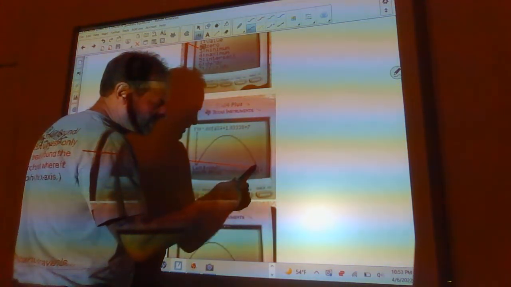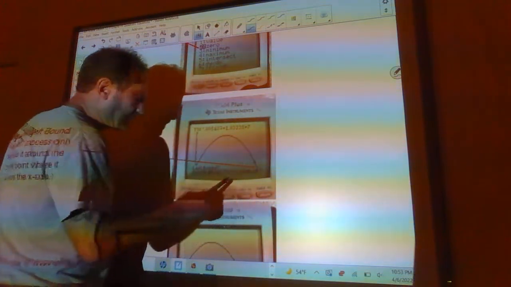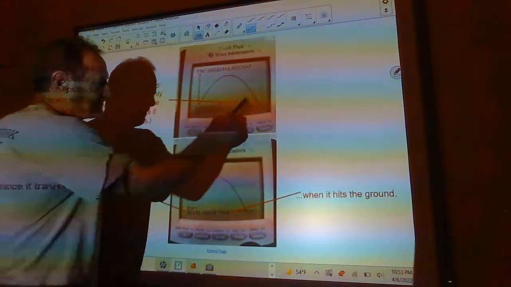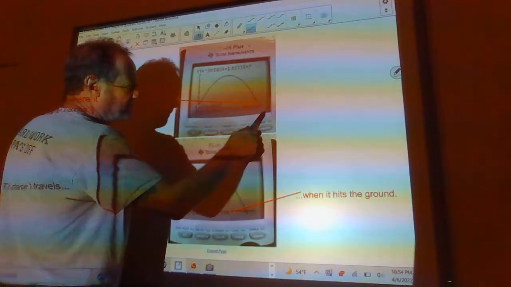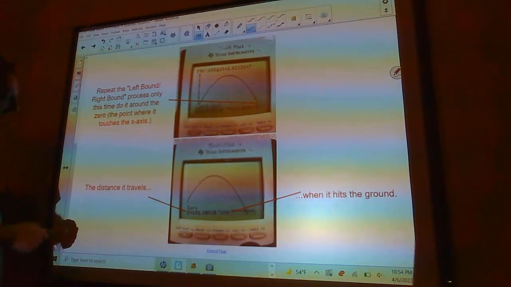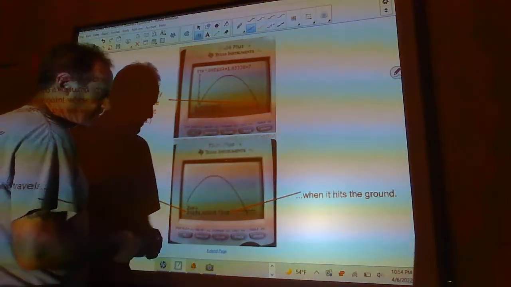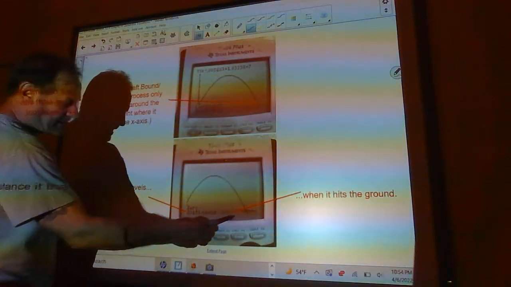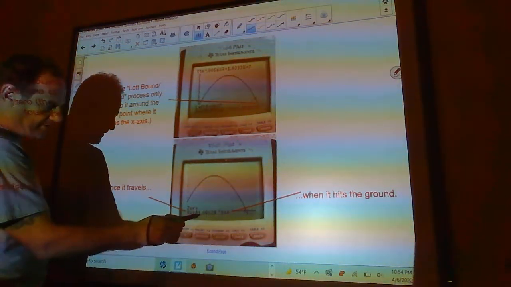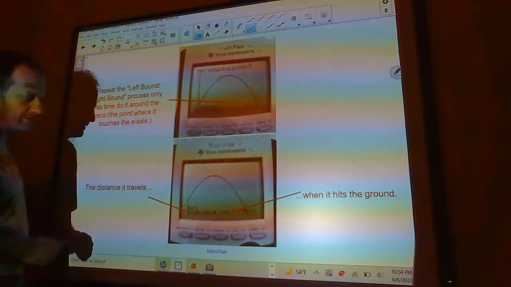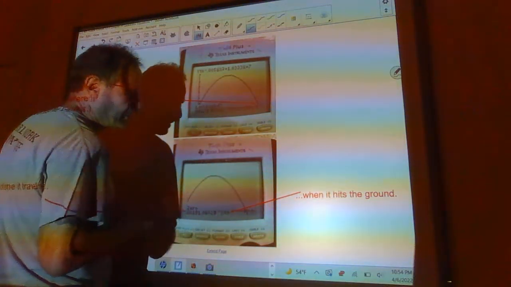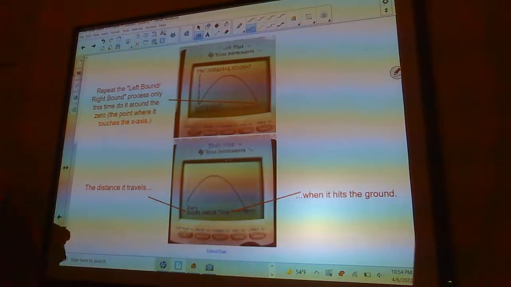Okay, so I'm going to make sure I'm to the left of that. Okay, I'm going to hit enter. It's going to ask me to right-bound it, and I'm actually going to go off the screen here a little bit. Okay, I'm going to hit enter again. It's going to ask me to guess, and I'm going to hit enter a third time. And it gives me this answer right here, okay? The distance the ball travels, 191.06 feet. And I know that it hit the ground at this point because Y is 0.